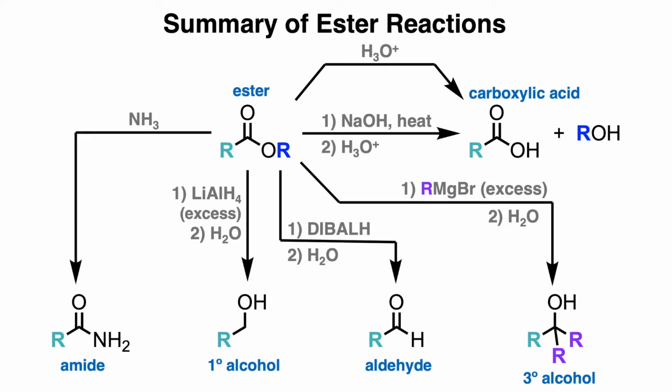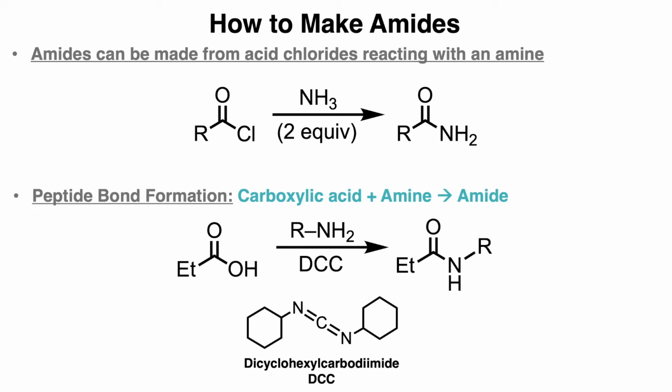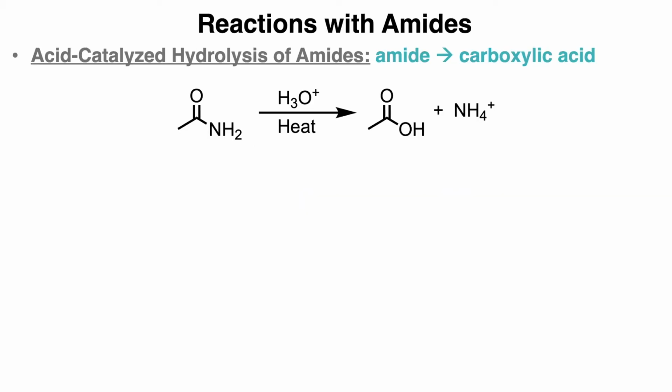Now let's move on to amides. There are two ways to make amides. An amide can be made using an acid chloride and two equivalents of ammonia to form an amide. Or peptide bond formation could be used to turn a carboxylic acid and amine into an amide using DCC or dicyclohexyl carbodiimide. Amides can be hydrolyzed to form a carboxylic acid under high heat through either acidic or basic conditions.